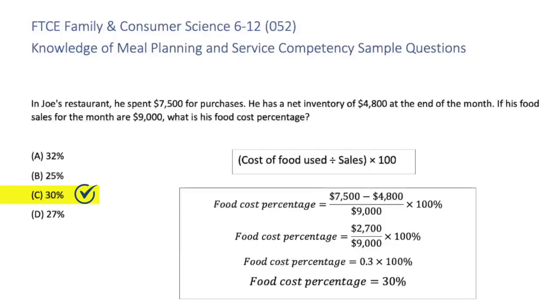Let's look at why the other options would be incorrect in this scenario. Option A, 32%, is too high. It suggests an overestimation, likely from forgetting to subtract ending inventory. B, 25%, is too low. This would only occur if Joe had far smaller costs relative to sales. And option D, 27%, is plausible, but it's incorrect rounding, which shows us a calculation error.